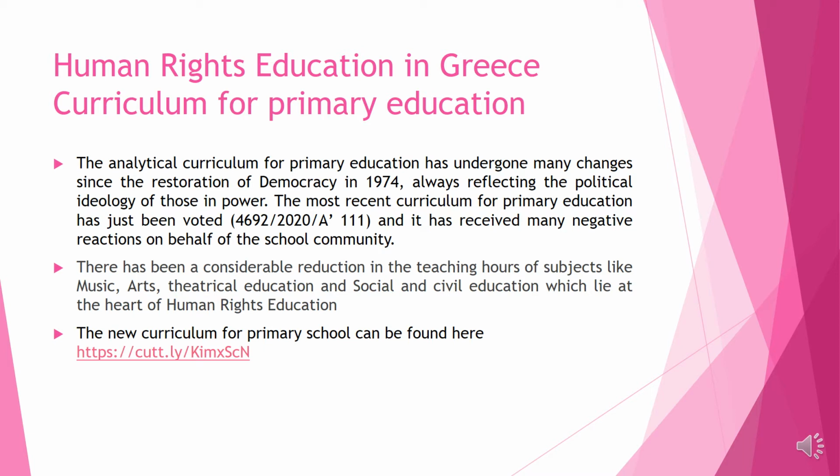As far as Greece is concerned, and mainly primary education, the analytical curriculum for primary education has of course undergone many changes. The most recent curriculum is the one that was voted in June 2020. It's the law 4692 and it has received many negative reactions on behalf of the school community.